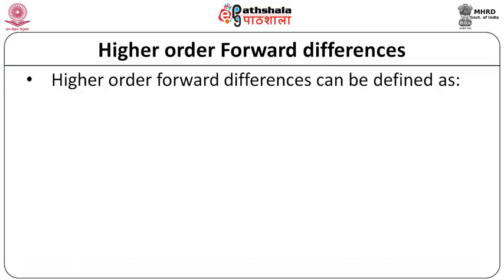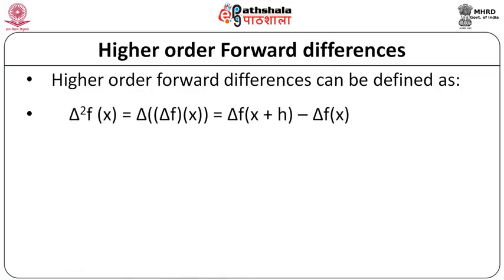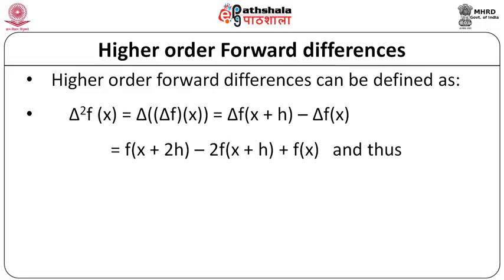Now let us look at higher order forward differences. They can be defined subsequently like this. So, delta square f(x) is operating delta twice, so delta of delta f(x), and that is equal to delta of f(x plus h) minus f(x). So, when you operate, this will give you delta f(x plus h) minus delta f(x), and similarly, so that will be equal to what?